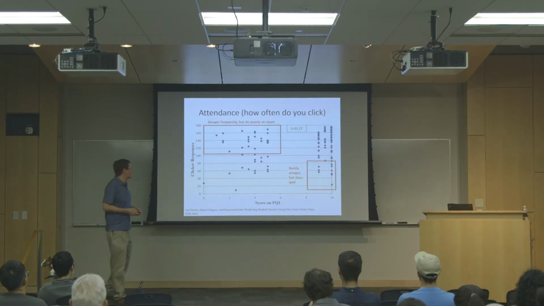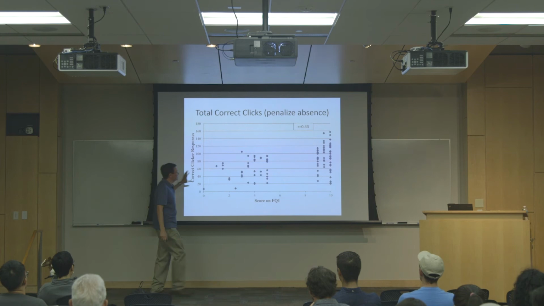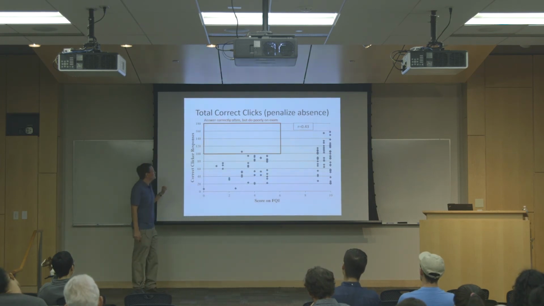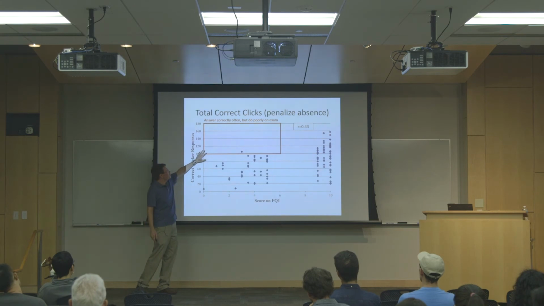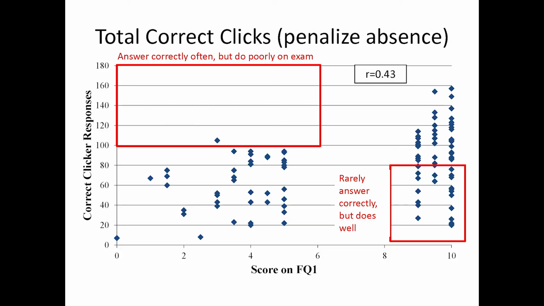So what we did next was to say, well, wait a second, what about the total number of correct clicks? This helped. Now we've got a better slope here. What's missing are the people who click correctly all the time and do poorly on the exam. They're just not there anymore. But you do still have these people who never come to class and yet somehow do really well.